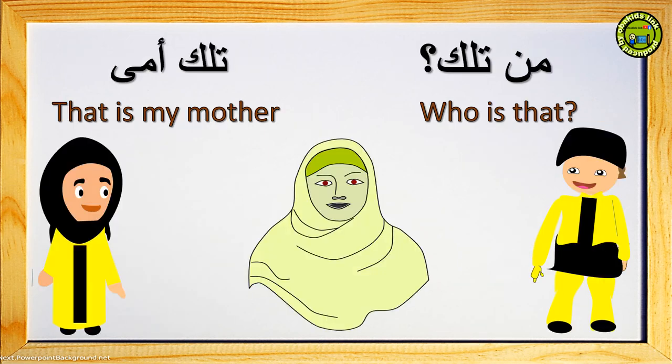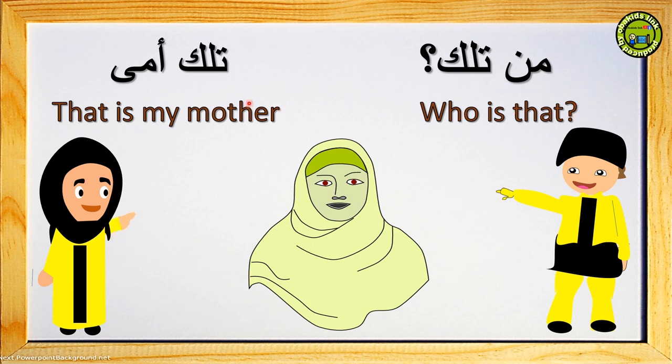Here is another explanation. Man tilka. Man is an interrogative particle, and tilka, this time it's feminine, used to point to a far object, as you learned in the previous lessons. Man tilka is also the subject here, and tilka means that. As you can see, man is used to ask about tilka, or that. Man is used to ask who that person is.